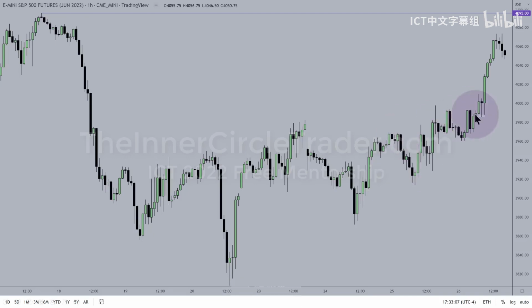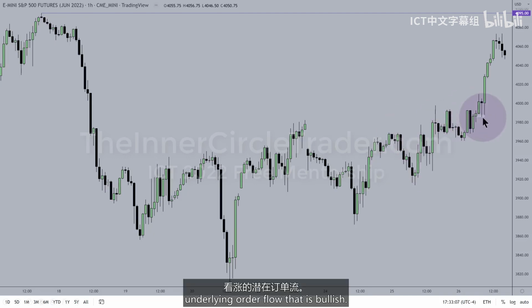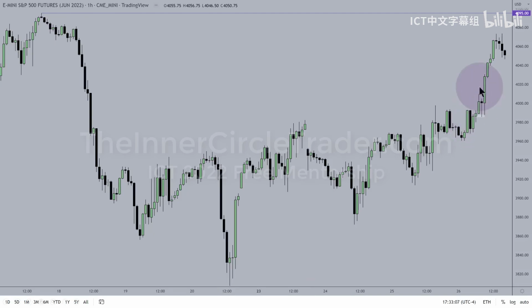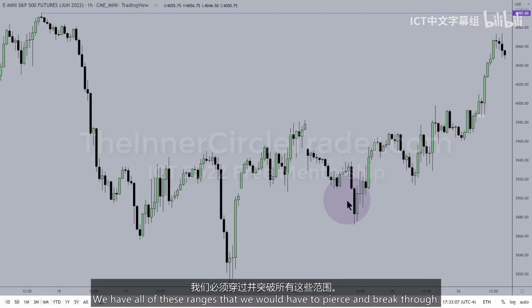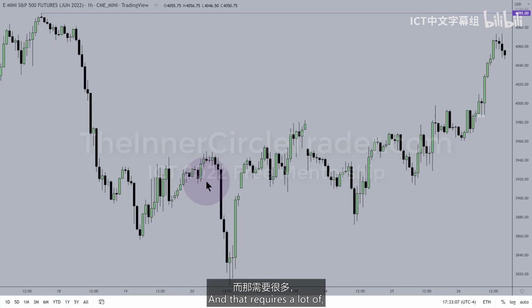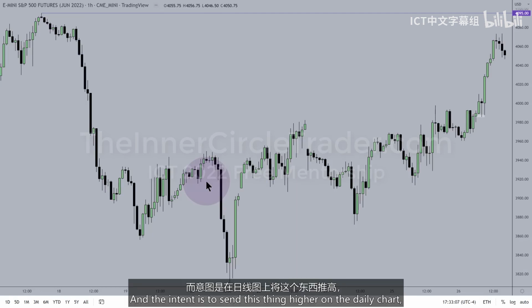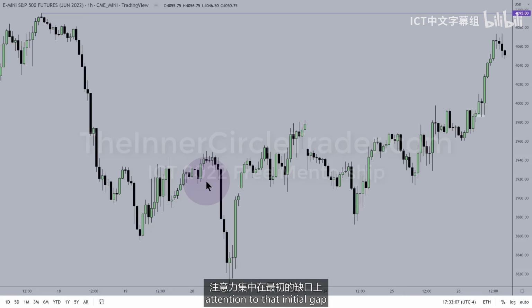It's just finding underlying order flow that is bullish. So it's likely to go up just to keep going higher, not go up to go down. Because to go up to go down, we have all of these ranges that we would have to pierce and break through, and that requires a lot of, well, intent, not selling pressure. Okay. And the intent is to send this thing higher on the daily chart, which is why I took your attention to that initial gap on the daily chart.